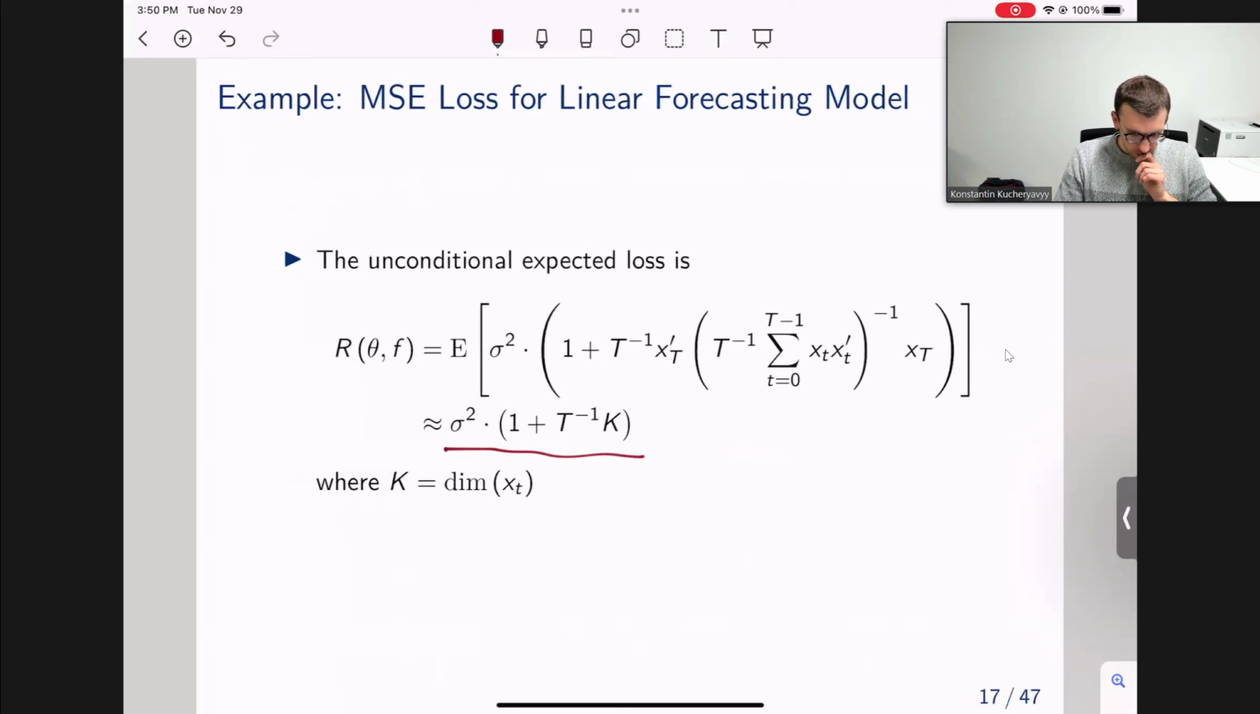Now, from here, you also see that the optimal risk will be sigma squared. The optimal forecast will give us sigma squared risk, and that optimal forecast potentially is based on the whole population. But we never achieve the optimal forecast or optimal risk because we are dealing with a finite sample. And so we always have this additional term because of the finite sample.